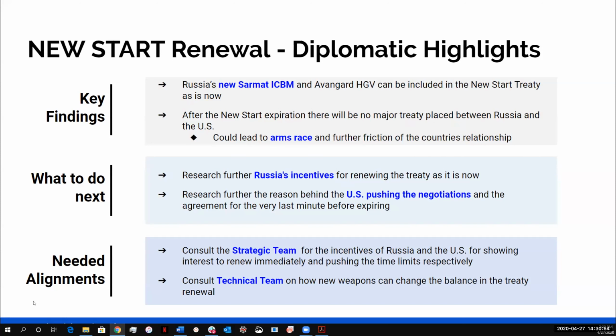Also, the New START treaty expiration will mean that no major treaty is in place between Russia and the US, and that can lead to an arms race and further friction in the relationship between the two countries. Our next step is to verify further the Russian and US incentives in their approach to the New START treaty renewal, which is due to expire soon. The alignments that need to be done are to consult the strategic team to verify these Russian and US incentives, and also to consult the technical team on how new weapons can change the balance in the treaty renewal.